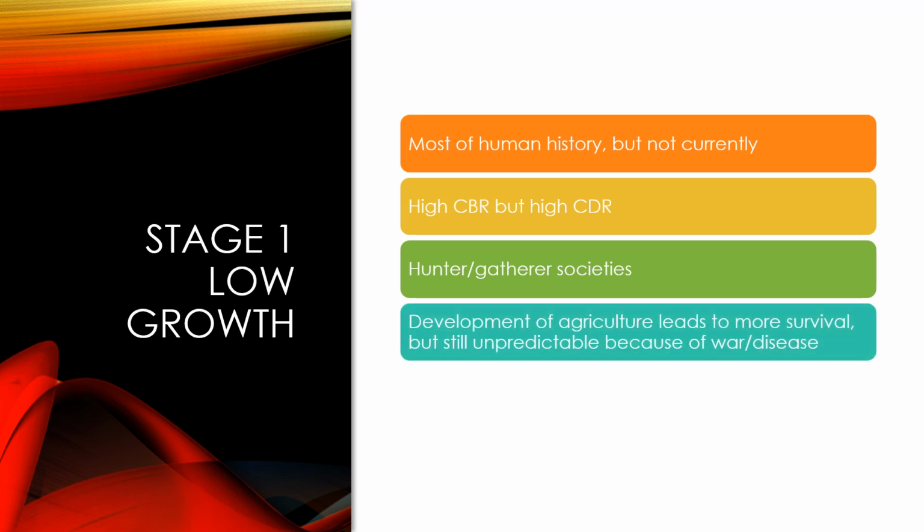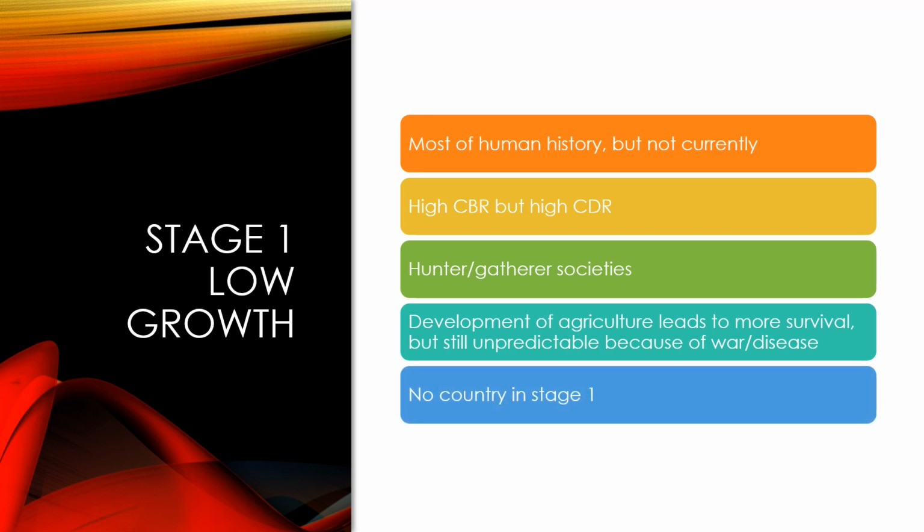When agriculture is developed, people start to live longer. But it's still unpredictable because of war, disease, and guess what? If the sun doesn't come out one year, you're dead, right? All the plants die and you're done. So stage 1: high crude birth rate, high crude death rate, and if both are high, your population is not growing. If we do the math, if it's 8 and 8, that's 0. There's no growth to the natural increase rate. And like I said, no country is still in stage 1.